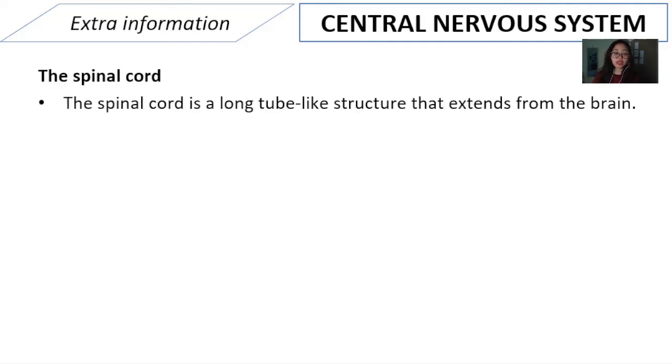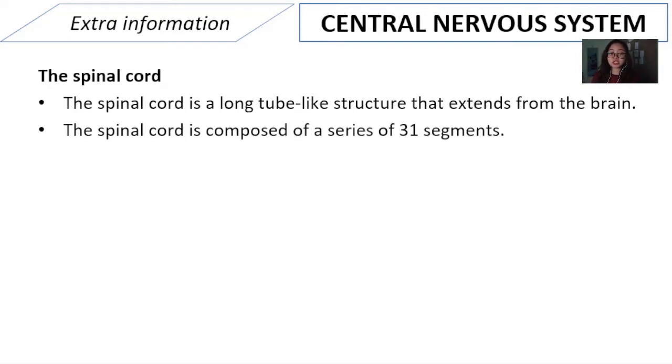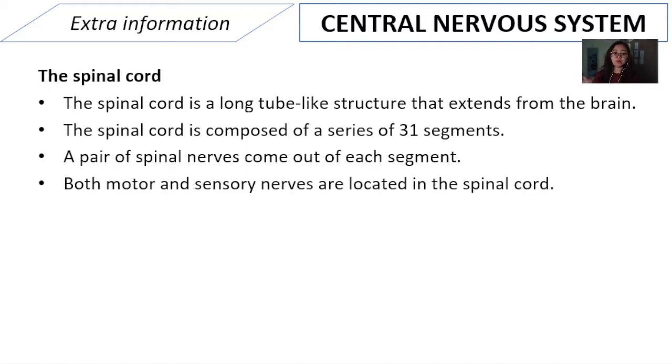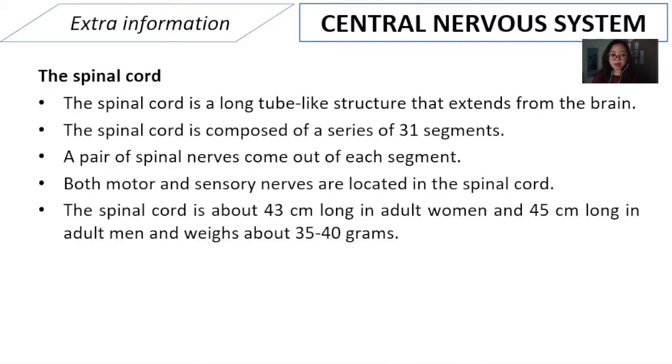Still on the central nervous system, we learned about the spinal cord. The spinal cord ataupun akar tunjang is a long tube-like structure that extends from your brain. It is composed of a series of 31 segments, and a pair of spinal nerves come out of each segment. Both of your motor and your sensory nerves will be located in the spinal cord. On average, this is what information we have about the spinal cord.